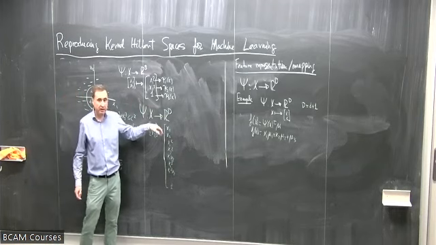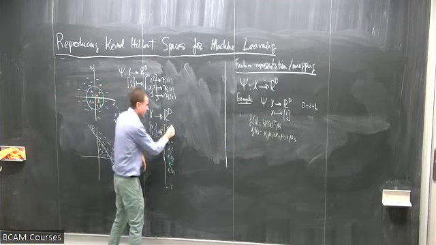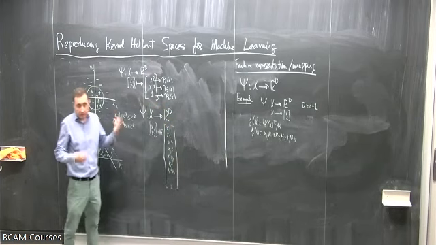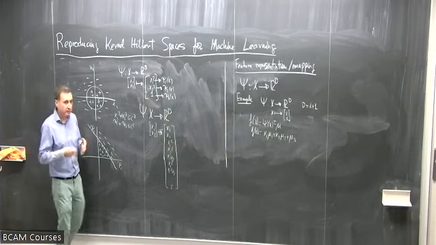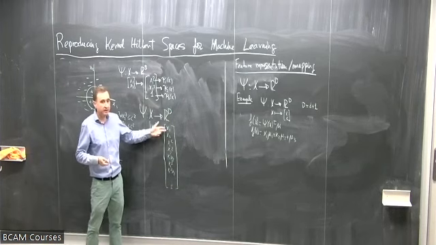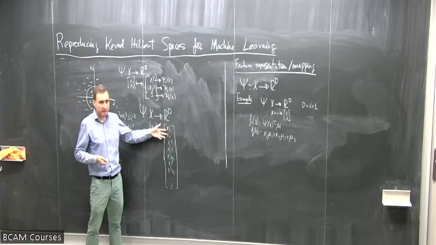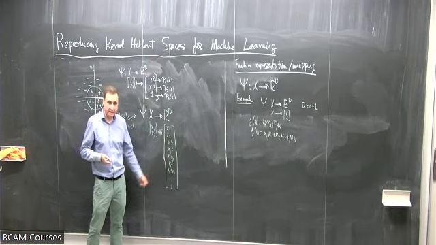Because when I find the mu, if I have enough samples in my optimization, I'm going to realize that the components of mu for these other features are going to be 0, and so on.